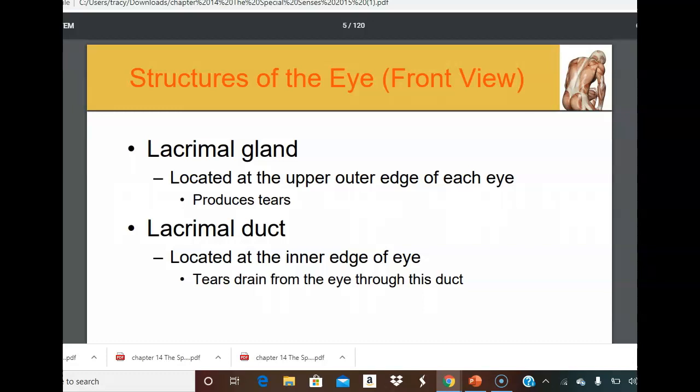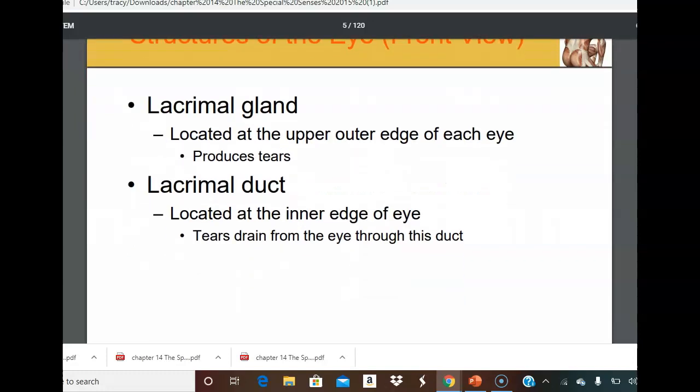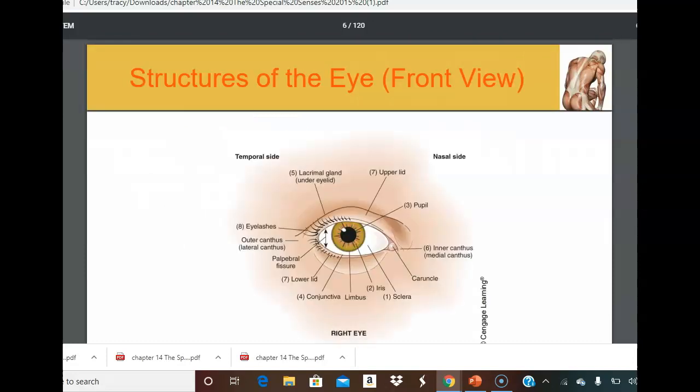The lacrimal gland and the lacrimal duct have to do with tears, okay? The lacrimal gland is located in the upper edge of the outer eye, okay? Well, I guess the upper outer edge of each eye, so it's in the lateral area and the upper part. That's where tear production originates. Then we have ducts that lead to the lacrimal duct, which is on the inner or nose area of the eye, right in the inner corner, or the inner canthus. Okay.